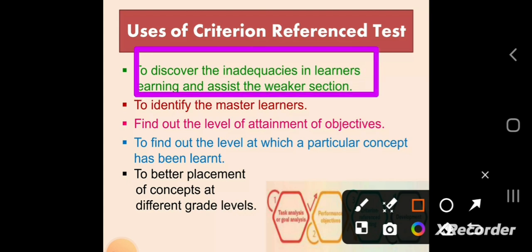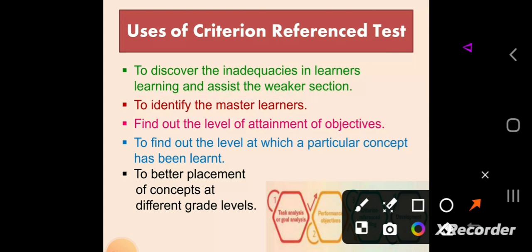CRTs help in identifying specific areas where students may be struggling. This can assist educators in tailoring instruction for the weaker learners or those who need additional support. Number 2, recognize mastery of concepts. By comparing performance against predefined objectives, CRTs help to identify which students have achieved mastery in certain topics or skills.